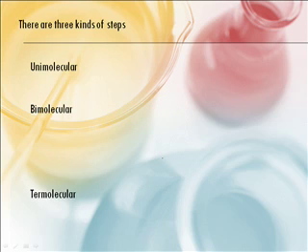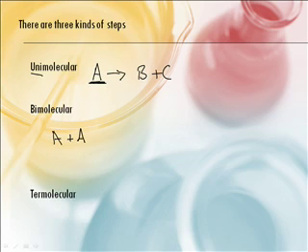All right, now there are different kinds of steps. There are 3 varieties of steps. Those are unimolecular. Uni means one. So what does that mean? That means one chemical breaks apart into something else, say B plus C. So you just have one chemical. Bimolecular means you have two chemicals. So it could be A plus A turns into B, or it could be A plus B turns into C.